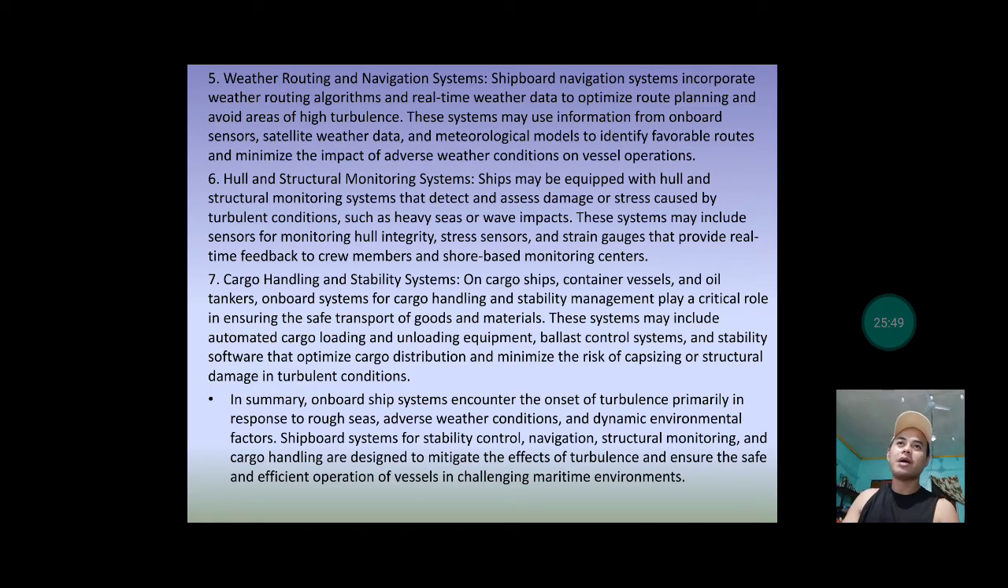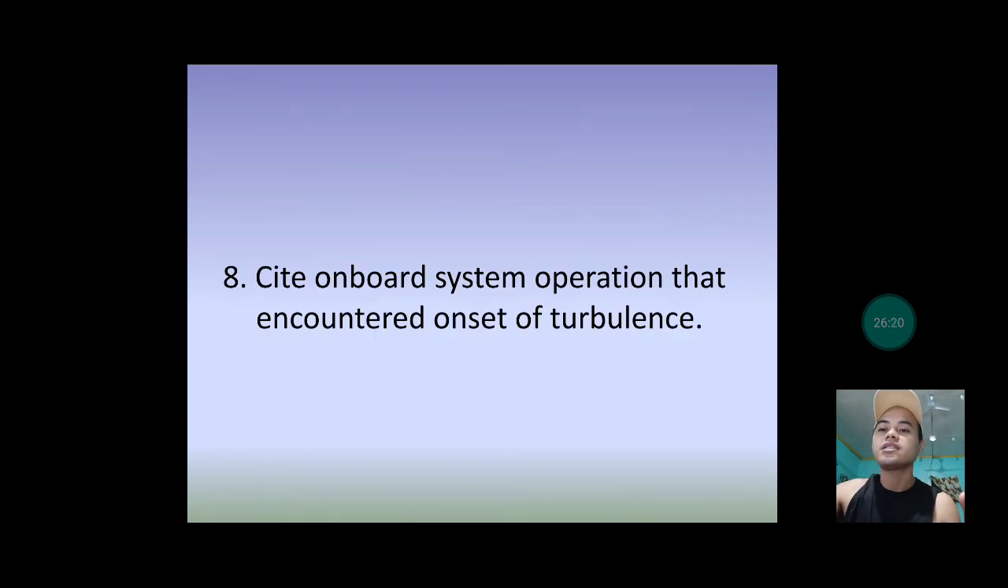In pipings, if the pipe increases from small to big pipe, or from big pipe to small pipe, there will be turbulence that will occur, and then losses in the system. So in bending of pipes, what else? There are different fittings, and in some fittings there will be turbulence also. So there are different systems on board which usually encounter onset of turbulence.